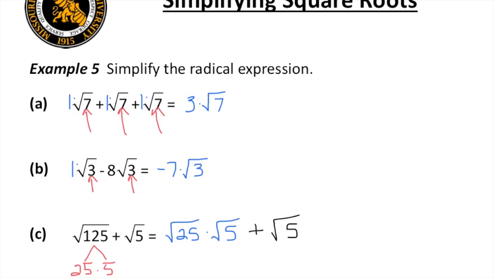Simplifying our square root of 25 as 5 times the square root of 5 that's left over, plus our square root of 5 from the beginning of the problem, we now see that we can add the terms because the numerical quantities underneath the square roots match. So adding the numbers in front of the square roots, 5 plus 1 gives us 6 times the common factor of the square root of 5 to get our final answer.